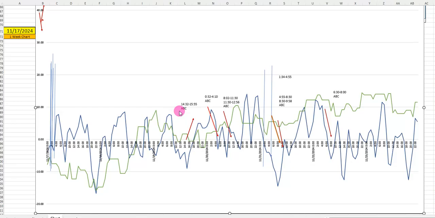And then we've got two downtrends behind that, 4:55 to 8:30, and then 8:30 to 9:58, we have an ABC pattern there on that one. And then one on Friday, 6:30 to 8 a.m. That is an ABC pattern. So those are the key trend segments for the rest of the week, and only the one primary B2 timing window on Thursday. That's early in the AM.